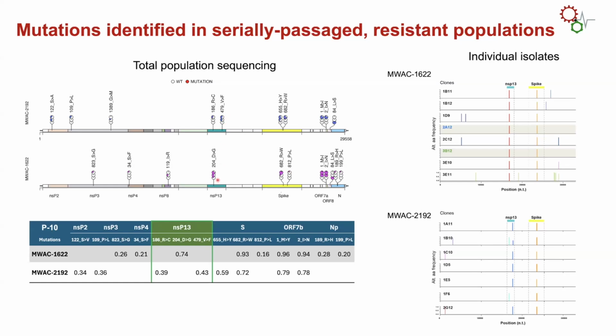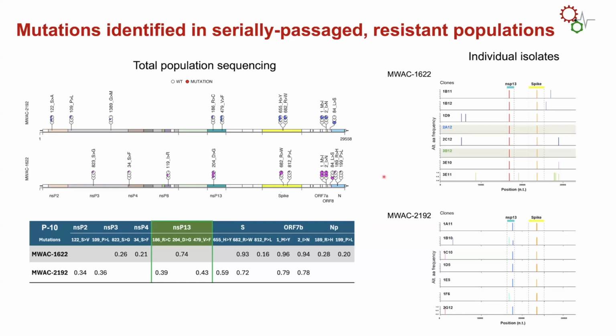If you look at this, you can see that P1 shows about 15% mutation, and this proportion increases as the passage goes up. Now, you can see this is the population sequencing. If you summarize everything, in the 1622 passaged virus population, about 75% of the population has a mutation in the NSP13 204 region. The other two mutations were also found from the 2192 passaged virus. One is 186, the other one is 479.